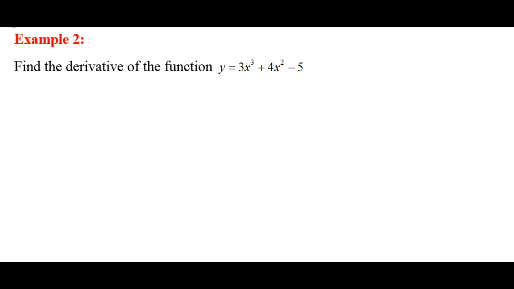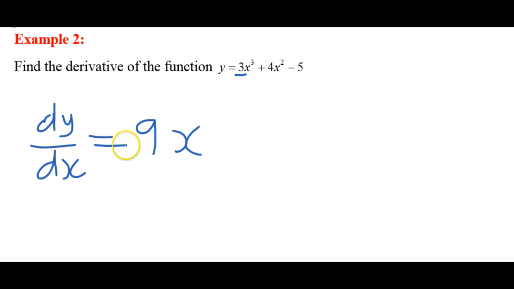Example 2. Find the derivative of the function y is equal to 3x cubed plus 4x squared minus 5. And once again, we do the power rule, term by term. The first term, we have 3 times 3, which is 9, x to the power, then we subtract 1 from the 3, and we get 2.